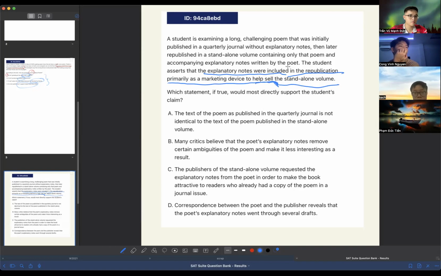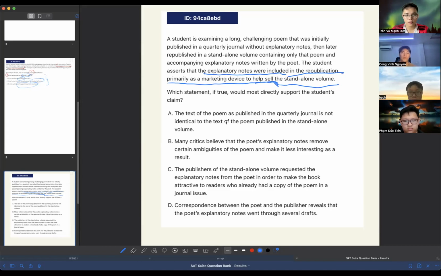Can you summarize it for me? So, can you explain it for me? The explanatory note in the standalone volume is for marketing. It's only for marketing, to help boost the sale, to make more money, basically.